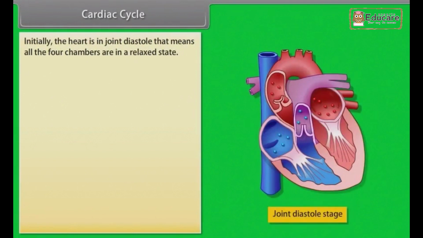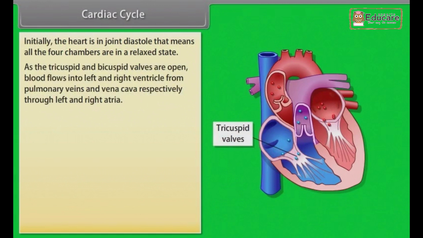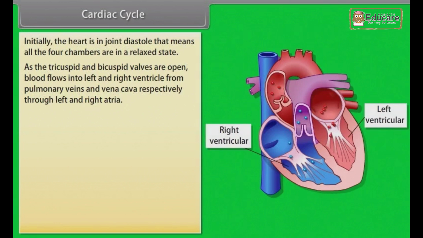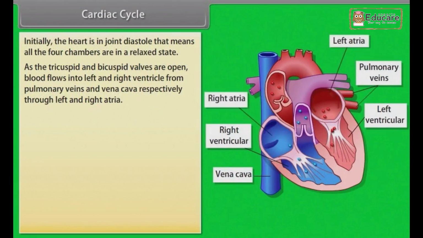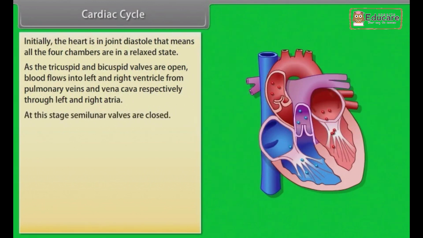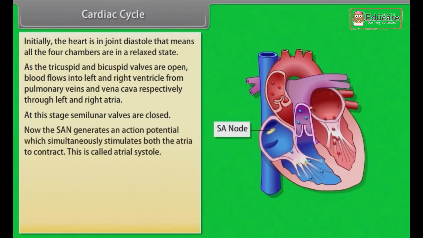Cardiac cycle. Initially, the heart is in joint diastole, that means all the 4 chambers are in a relaxed state. As the tricuspid and bicuspid valves are open, blood flows into the left and right ventricles from the pulmonary veins and vena cava respectively through the left and right atria. At this stage, semilunar valves are closed. Now the SAN generates an action potential which simultaneously stimulates both the atria to contract. This is called atrial systole.